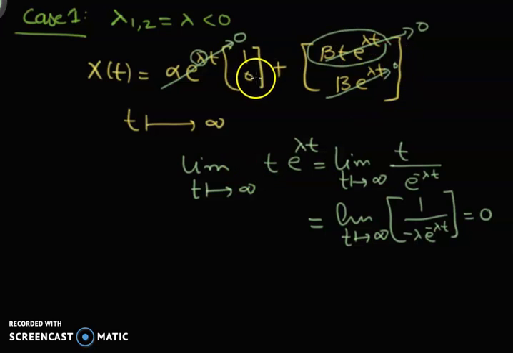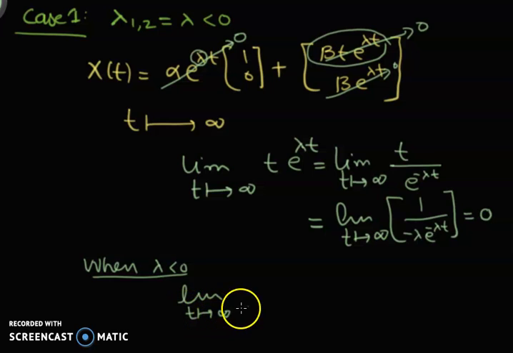What we conclude from here is that when lambda is less than 0, the limit as t goes to infinity of x of t, in other words the general solution, goes to the origin.